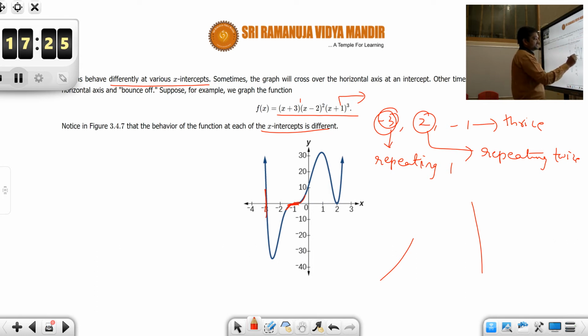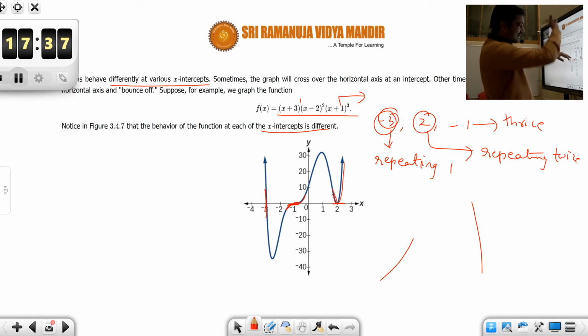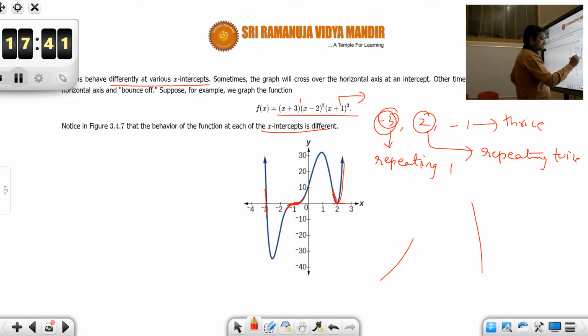Whereas at x equal to 2, see the graph, it is touching the axis and again going upward. This line is acting like a tangent to it. At x equal to 2, the graph is not crossing the x-axis. It is just touching the axis, and again going upward. Okay, students. So these three observations are important. Though all these three are x-intercepts, the graph is behaving differently.